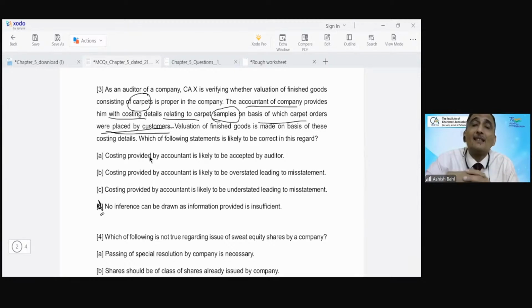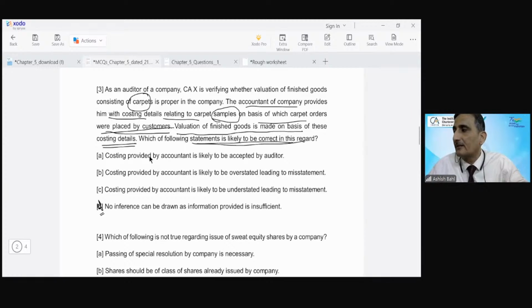It simply means that when customers ordered carpets, they approved some samples. So he gave costing pertaining to those samples. Now, valuation of finished goods is made on the basis of these costing details. Which of the following statements is likely to be correct in this regard?